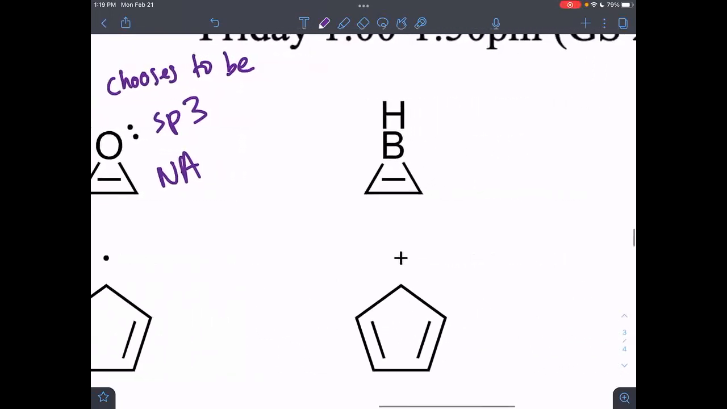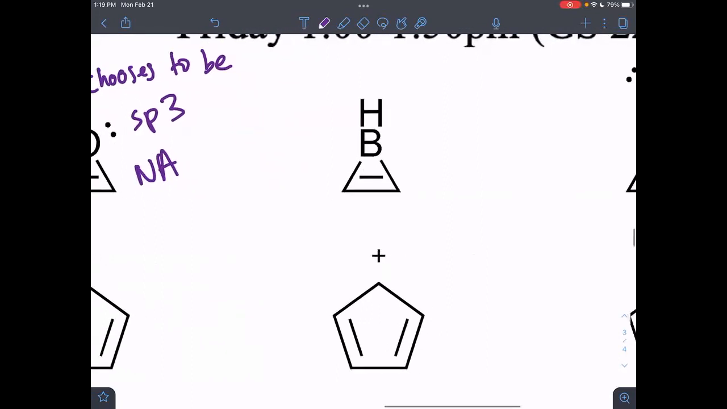Okay, now we have a boron. Boron donates how many pi electrons? So how many are in the system? So it's aromatic? Yeah.